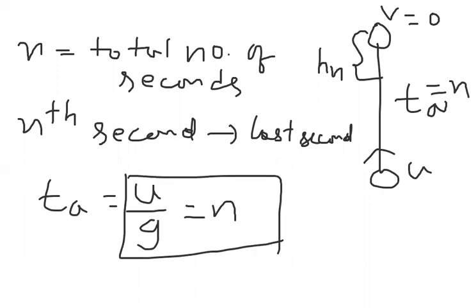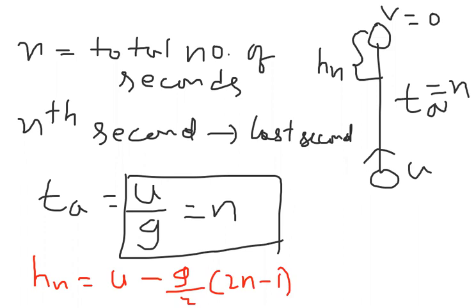So I know the formula: when your body is projected up, Hn is equal to u minus g by 2 into 2n minus 1. This is the formula for distance traveled in the nth second. In this formula, let us substitute u by g in the place of n. So what should I write? u minus g by 2 into 2 into u by g, minus 1.